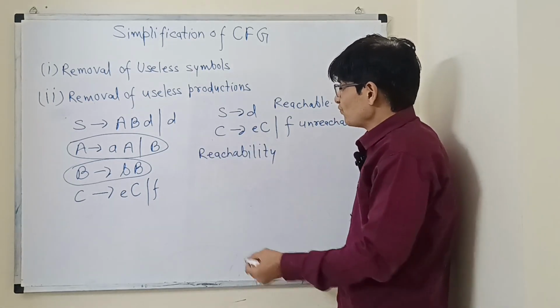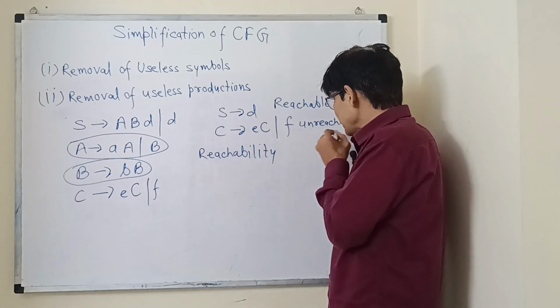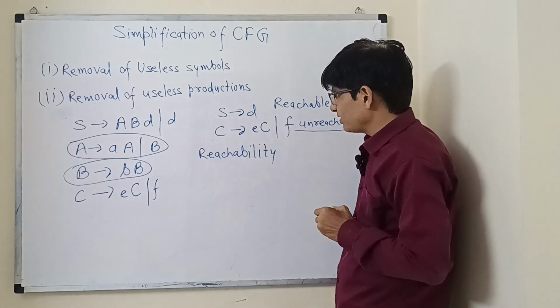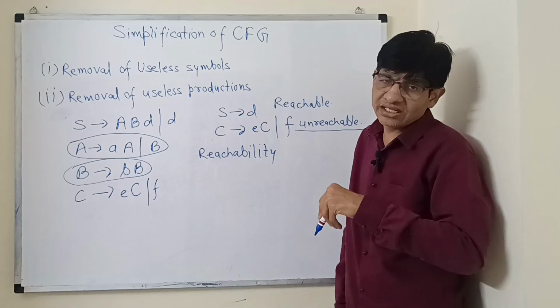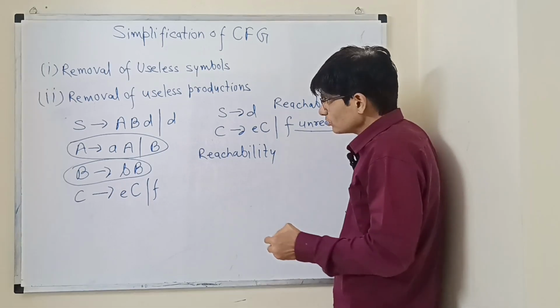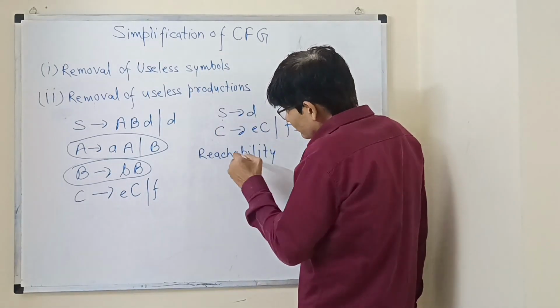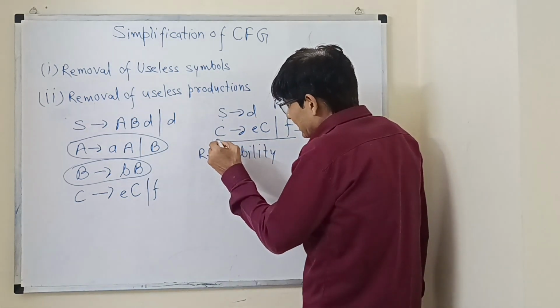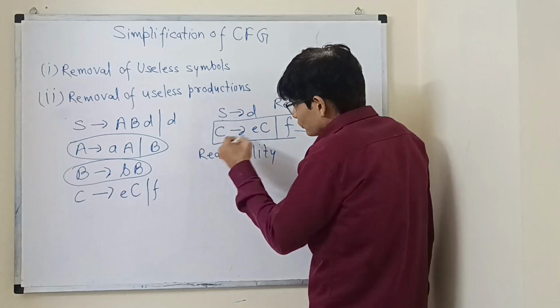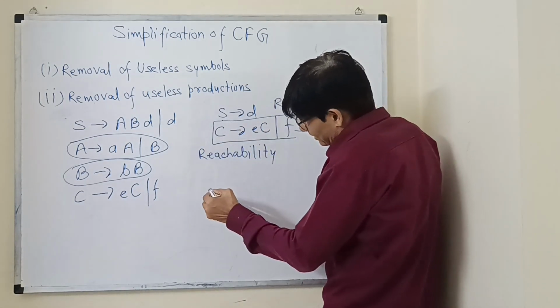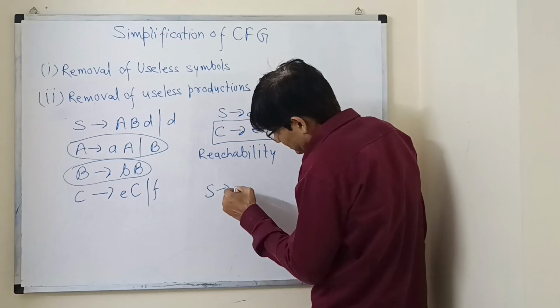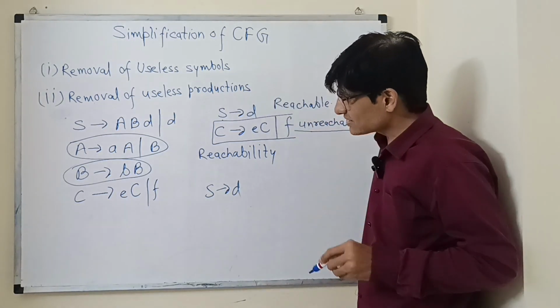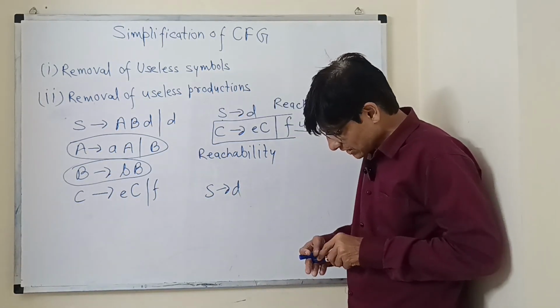So we can simply remove all unreachable variables and their productions from the grammar. So now S is reachable, C is unreachable. So we will remove C and all its productions. So now finally this grammar becomes S gives D only.